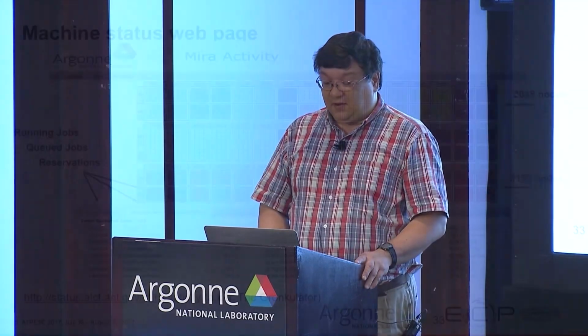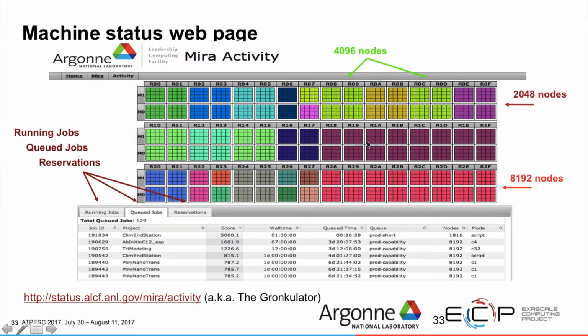So there are web status pages for all of the machines. I'm just showing one for Mira here. Because of the Blue Gene's fixed partitions, the partitions that you get to run jobs in are in specific physical locations, so they show up as nice solid blocks of racks that are allocated to your job. On a machine like Theta, it all looks more like a scatter plot.